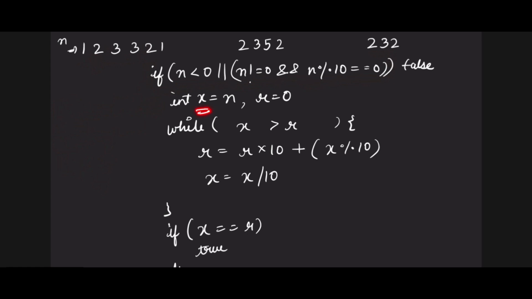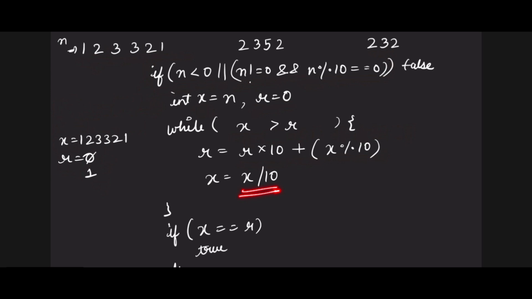So now x will contain this number, r will be equal to 0, right? So I'll write it here. x equals 1, 2, 3, 3, 2, 1 and r is 0. Now is x greater than r? Yes, it is. So now it will do r into 10, 0 into 10 plus x modulo 10 will give me 1. So this will be 0 plus 1 equals 1. So r will become 1.